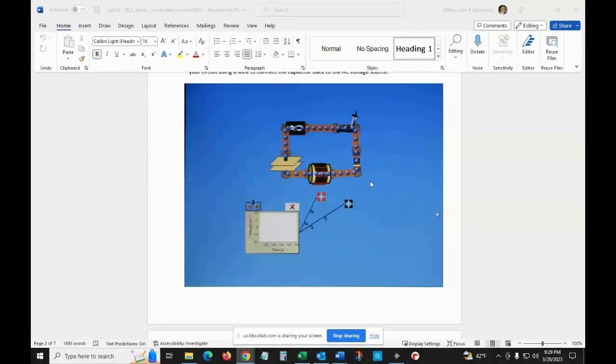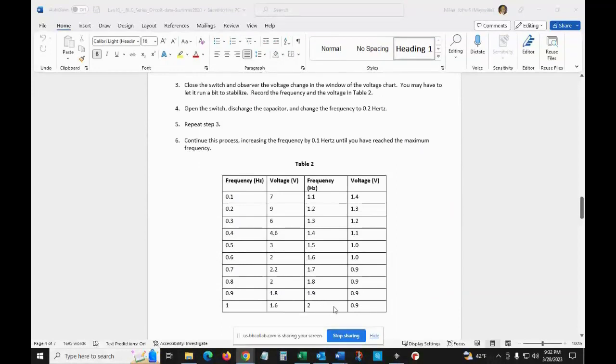In the second part, you will use your setup and measure the voltage drop across the resistor while changing the frequency. You will want to step through the frequency values in 0.1 Hz intervals until Table 2 is completed.